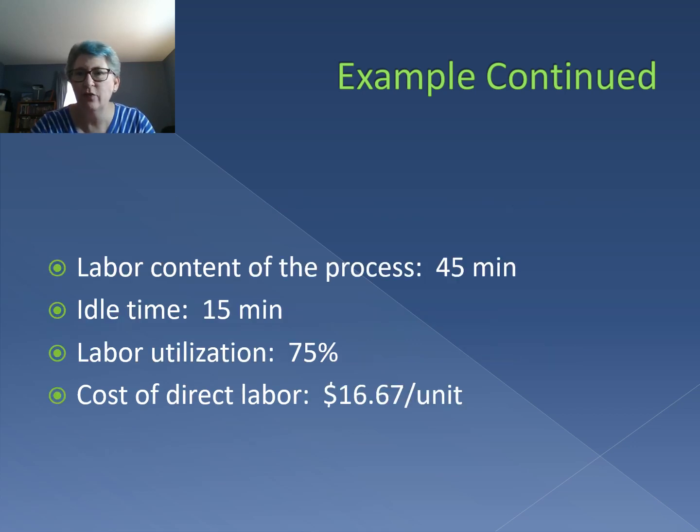So as we went through the example, we were able to calculate these 4 items. One was the labor content of the process, by adding up the labor content of each step, which turned out to be 45 minutes. Our idle time, where we used the cycle time based on the bottleneck and totaled that up, was 15 minutes. So our overall labor utilization was 75%, and our overall cost of the direct labor was $16.67 per unit.